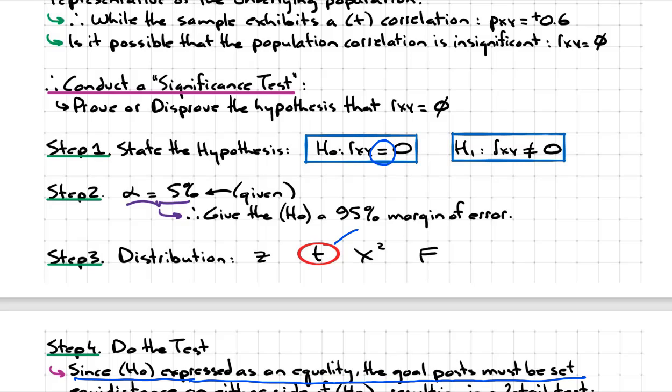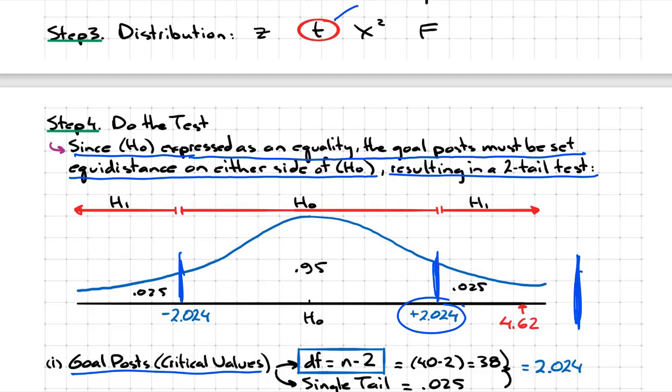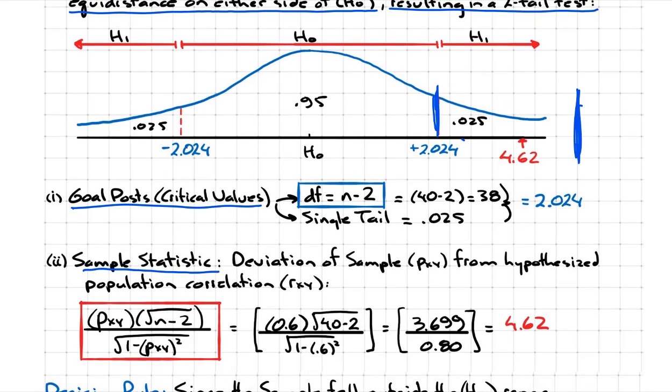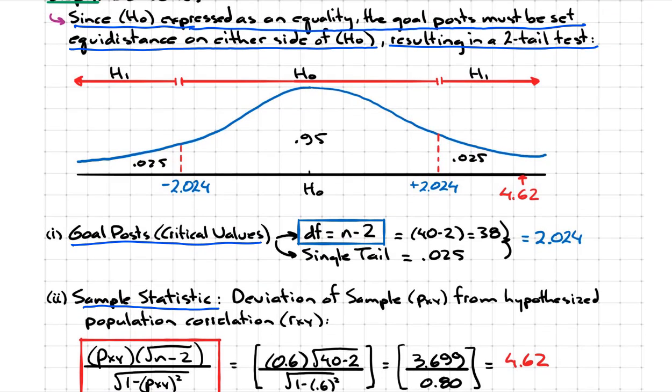So if you have an equality in the null, that means you're willing to accept values equidistant on either side. So I'm willing to accept values on this side and that side, and these would be equidistant. So that gives us two tails. That's the first thing. Now to get the critical value, what we need to define is the degrees of freedom. And when you're doing tests for correlation, the degree of freedom is n-2 rather than n-1.